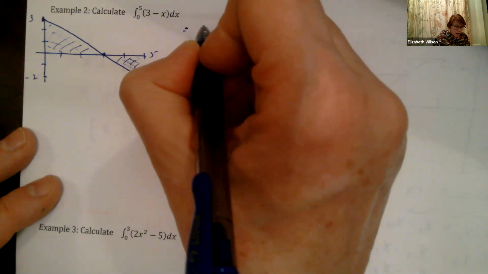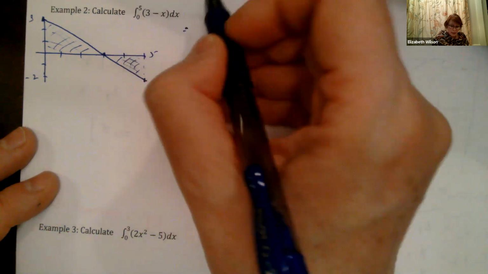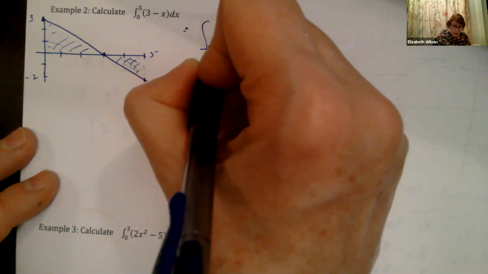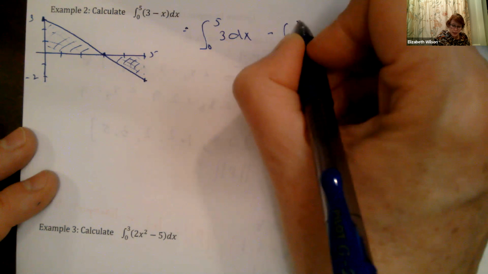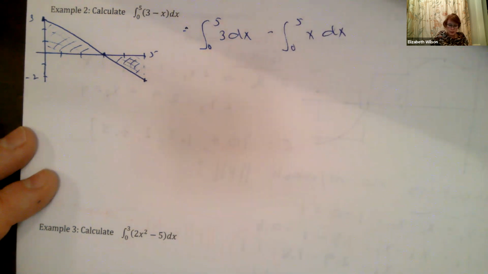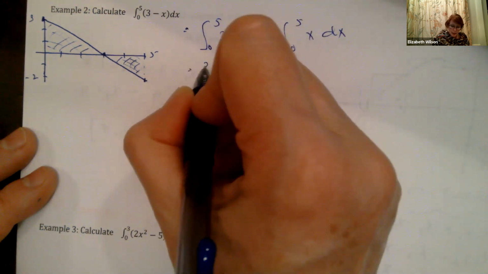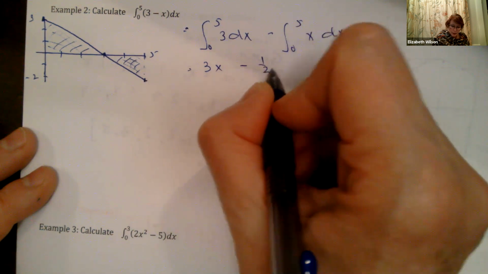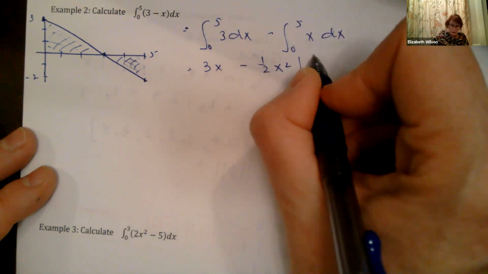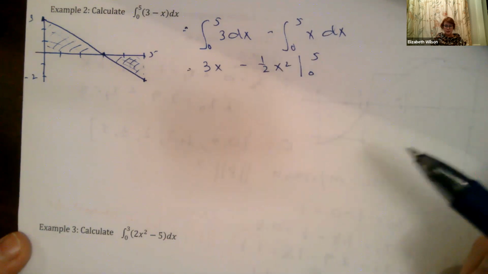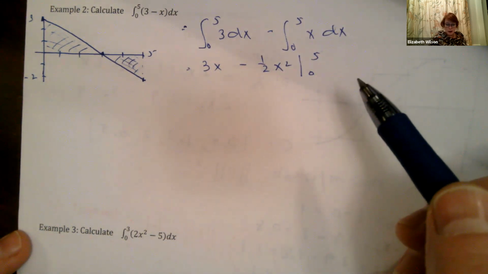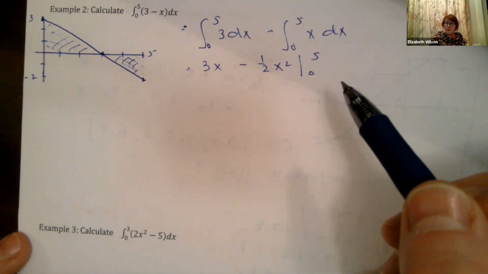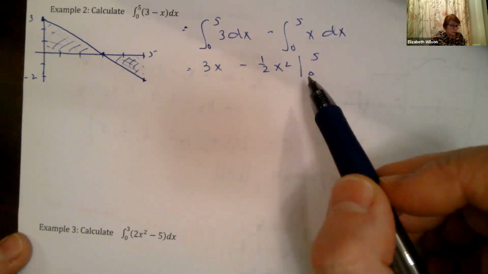So I'm going to do integral from 0 to 5, 3 minus x. I'm going to use, we haven't learned it yet, the linearity. So 0 to 5 of 3 dx minus 0 to 5 of x dx, right? So this becomes 3x minus 1/2 x squared, evaluated from 0 to 5. If you have no idea what I just did right here, don't worry about it. We're going to talk about it on Monday when we meet again after the break. Okay, that's called the fundamental theorem of calculus. We're going to actually go through it.